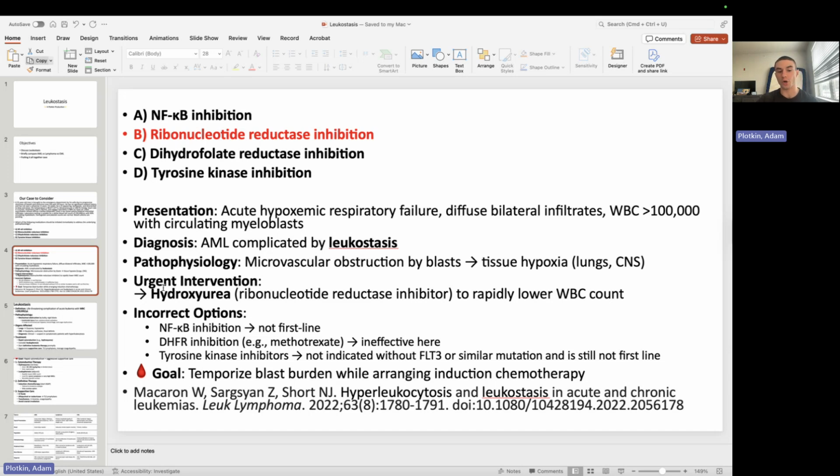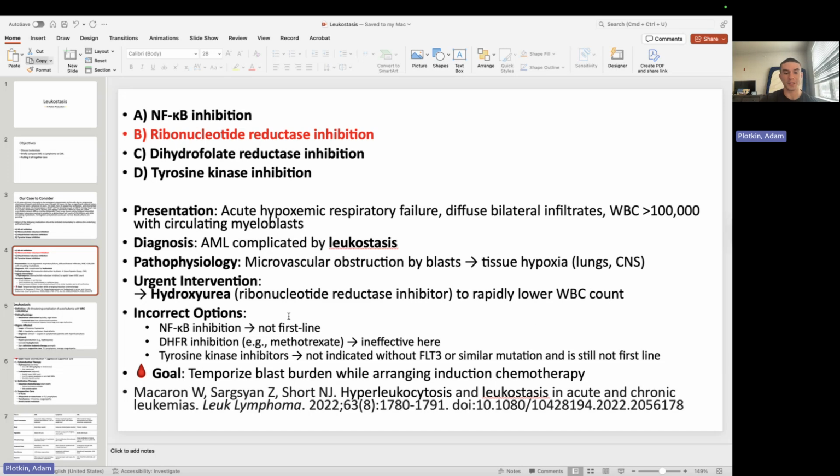What we do is urgent intervention with hydroxyurea. Hydroxyurea is a ribonucleotide reductase inhibitor, because that's going to rapidly lower my white blood cell count. Okay, I've got a slide next where we'll dive a little bit deeper into leukostasis, but that's pretty much the gist right there.